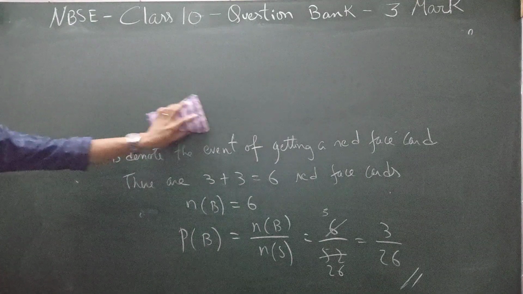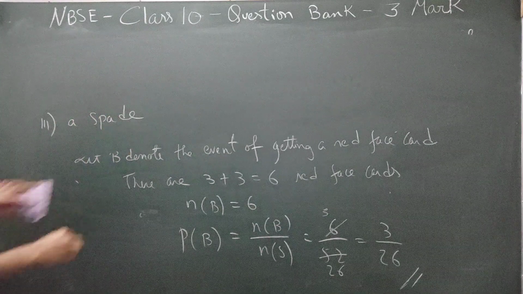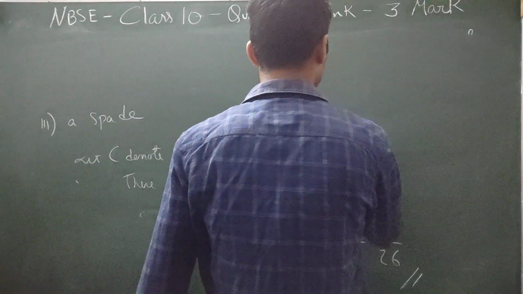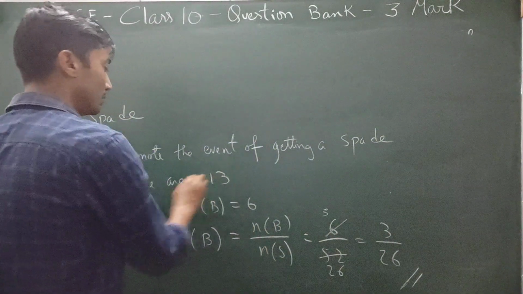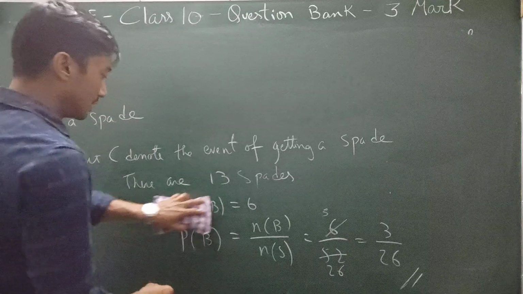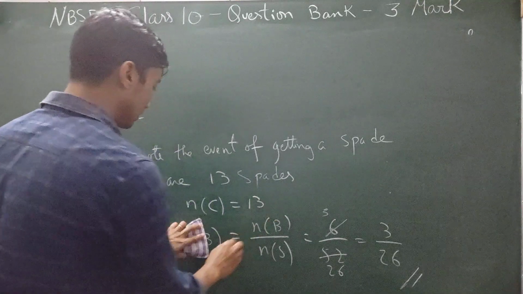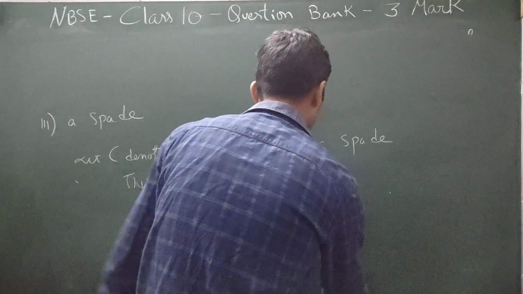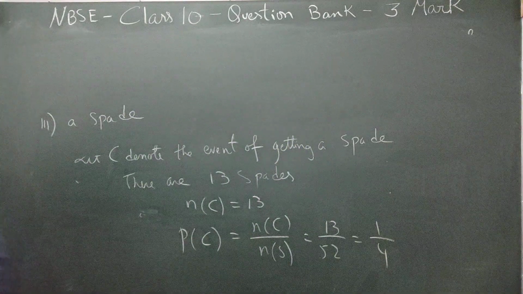Third one, they're talking about a spade. So let C denote the event of getting a spade. So there are how many spades? One suit, one family belongs to spade. So there are 13 spades. So the number of favorable outcomes for this third event C will be 13. So the probability of C is 13 by 52, so 1 by 4, because 13 4s are 52.